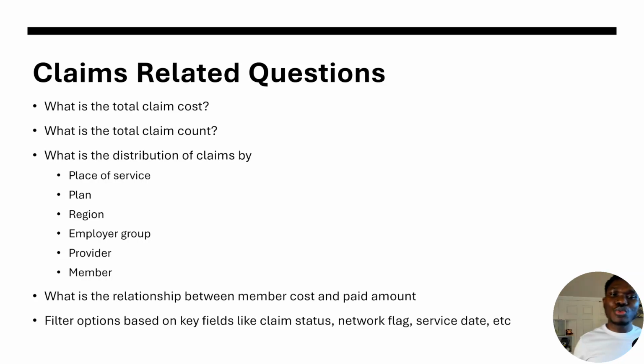You just want to know the distribution of claims by place of service, by plan, by region, employer group. You need to now go back to the data and say, okay, what does place of service look like? This is why I asked you to pause this video. Plan, the region, employer group, provider, and the member. The other question is, what is the relationship between the member cost and the paid amount? So go back to that and say, what does member cost look like? What does the payment amount look like?